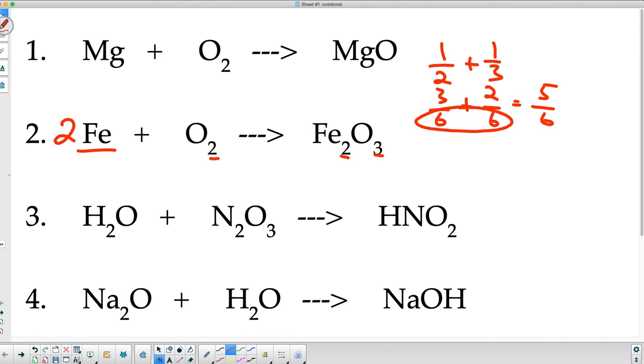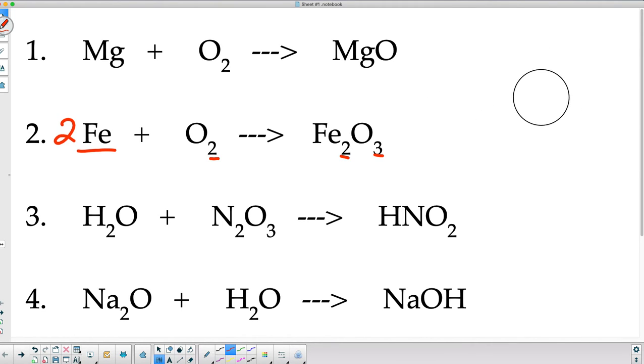Okay, so I'm going to erase this, even though a lot of what we do in chemistry works like fractions, but I'm going to erase that part there to show you this. If I put a 3 over here, that gives me 6 oxygens. If I put a 2 in front here, 2 times 3 gives me 6 oxygens. And now I have the same number of oxygens on both sides.